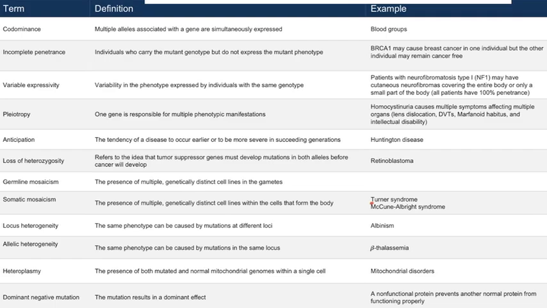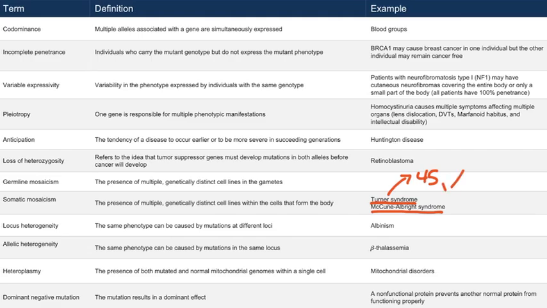From the table, notice that Turner syndrome and McCune-Albright syndrome are associated with somatic mosaicism. These are 2 commonly tested syndromes associated with mosaicism, but many other disorders are possible. For example, sometimes trisomy 21 or Down syndrome can be caused by somatic mosaicism. Turner syndrome is a sex chromosome disorder that affects females. These patients only have 1 X chromosome, so 45,XO.